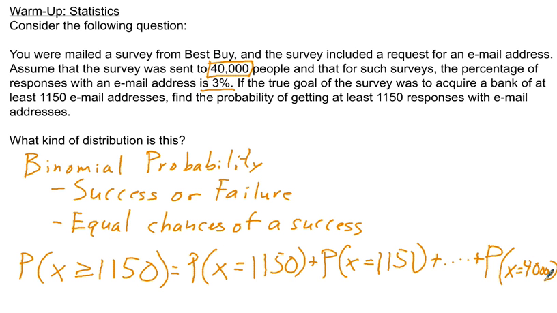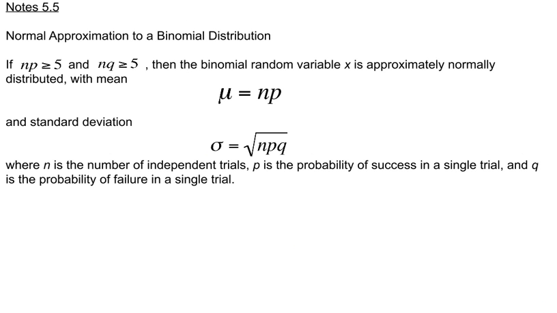Right? So this is a difficult probability to calculate, and depending on the program you're using, if you're using a calculator, it might not be programmed to be able to go up this far with probabilities. So today our notes are going to look at using the normal distribution to approximate a binomial probability problem.